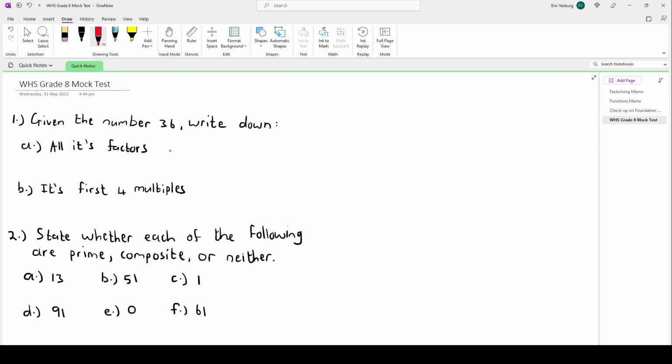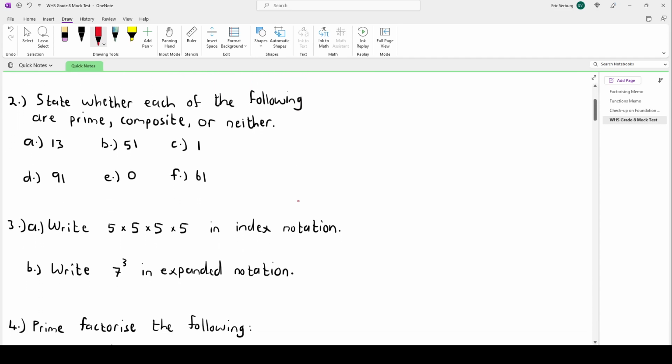Okay, so all the factors of 36: 1, 2, 3, 4, 6, 9, 4 times 9, 3 times 12, 2 times 18, and 1 times 36. So those are all the factors of 36. And now the first four multiples of 36, that would be 36, and then 72. Next multiple would be 108, and the fourth one 144.